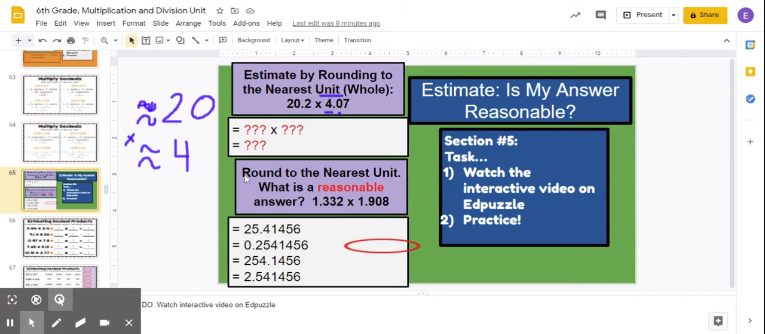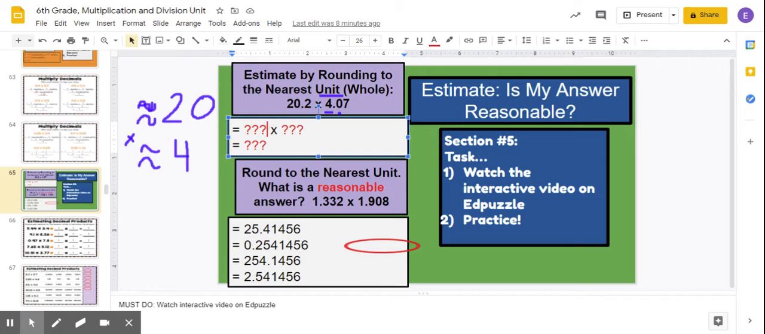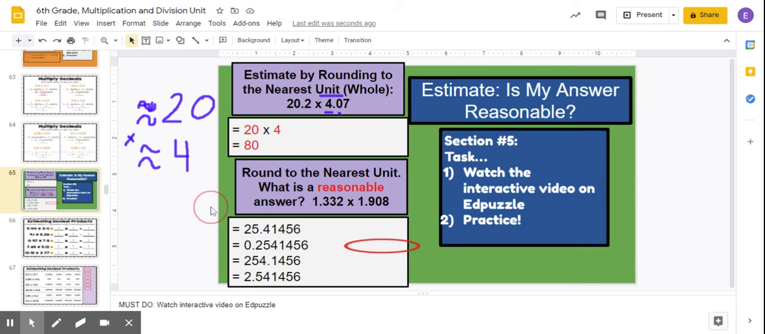So what's going to happen here as we go into our estimating is we're going to plop these in. We're going to say, okay, this is no longer a mystery. This is about 20. And this is about 4. And as you multiply them, you say, oh, well, I know 2 times 4 is 8, and I'm going to add in my 0. So my answer should be somewhere around 80. If it's not anywhere near 80, then I know that something has gone wrong and I need to rework it.